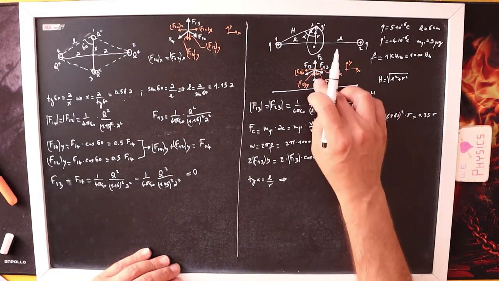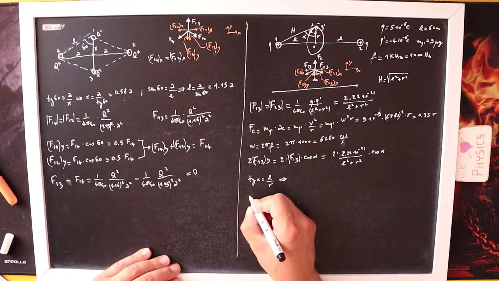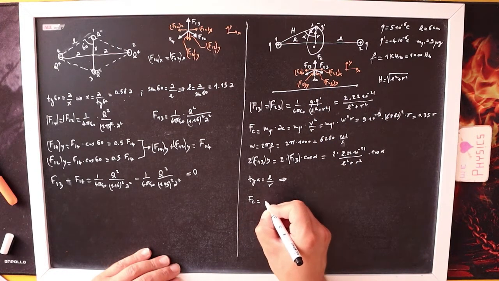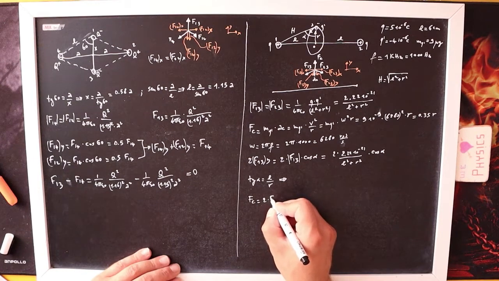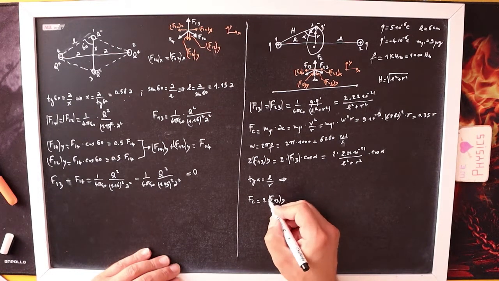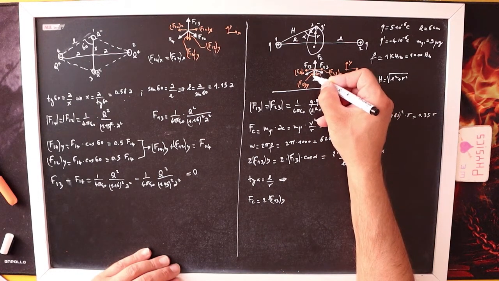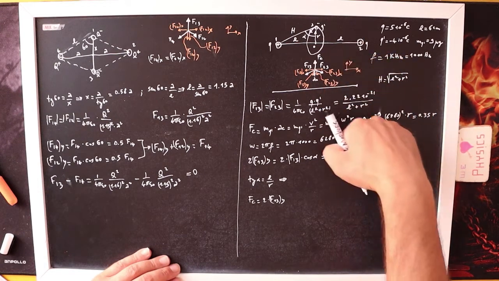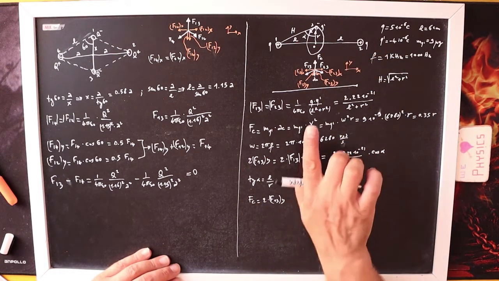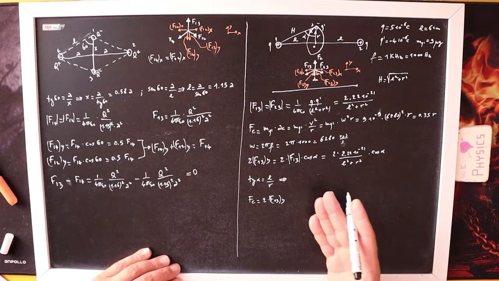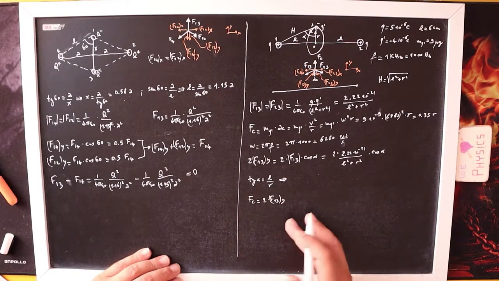So we can do the equilibrium at this point. So FC is equal to 2 times F13y. So we have this plus this in this direction, it's equal to FC in this direction. So we have made the equilibrium.